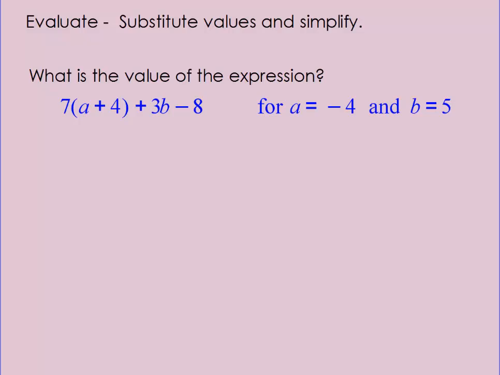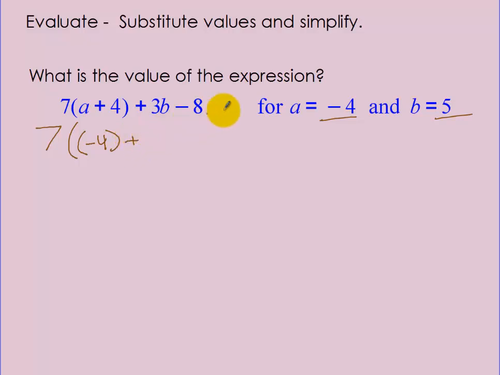Trying again. Okay, evaluate. When something says evaluate, you want to substitute the values in and simplify. So for example, what's the value of this expression? 7 times the quantity a plus 4, plus 3b minus 8. We're substituting negative 4 for a and 5 for b. So plugging those in, I'm going to write this as 7 parentheses. And whenever you're plugging in, just get in the habit of putting in parentheses, because sometimes you lose the order of operations if you don't. I know in this case you probably don't have to, but just do it.